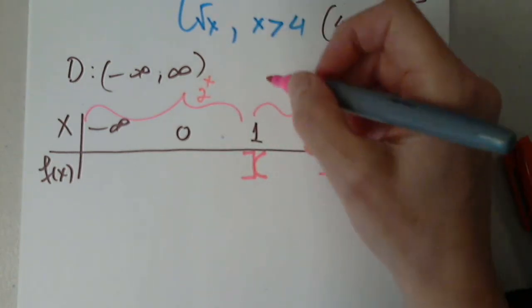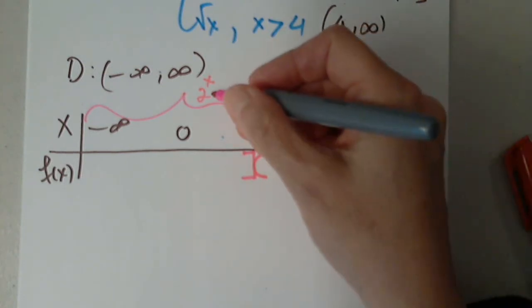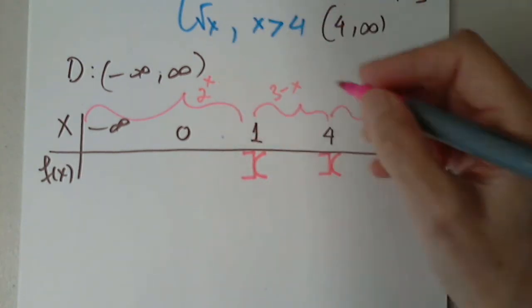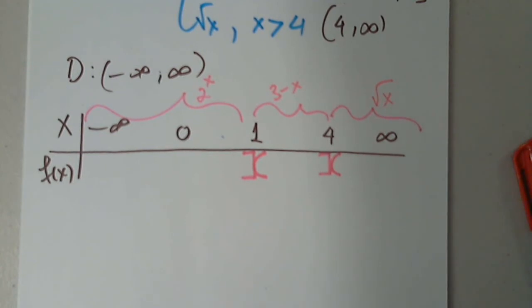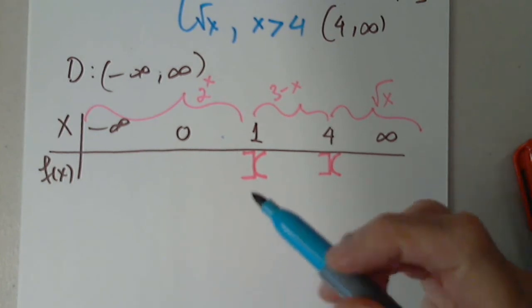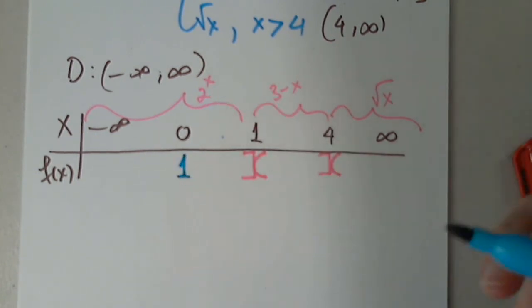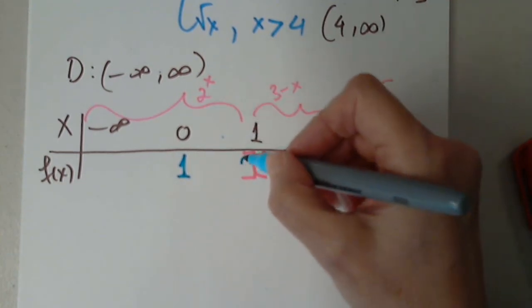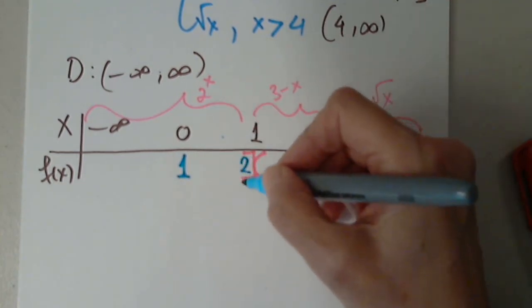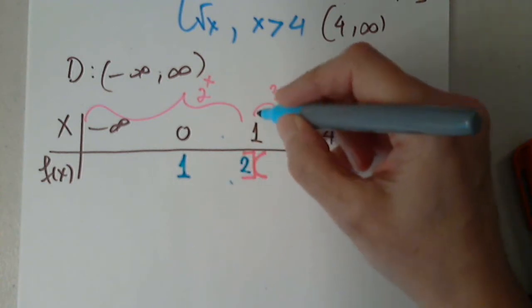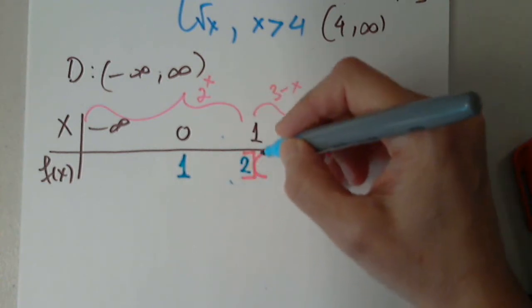Between 1 and 4, I will be using the linear function. This is exponential with base 2. And this is a radical, the square root function. In each and every territory, without overlapping by any means, I plug in the numbers I see. So when I plug in 0, 2 to 0 is 1. When I plug in 1, I get 2. Right inside the bracket, and I know that 1 comma 2 will be a full point or an open point.